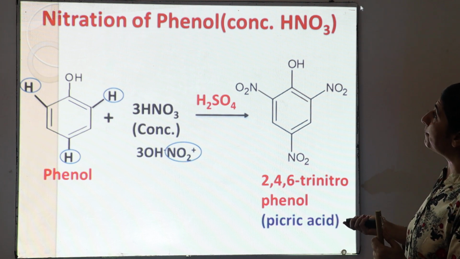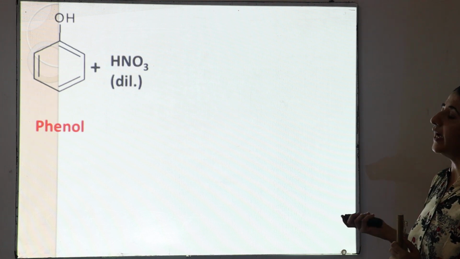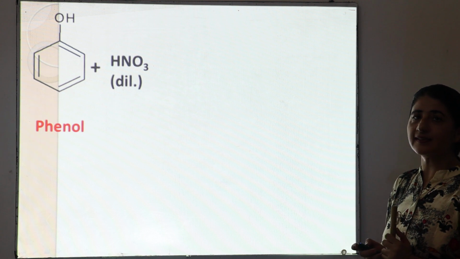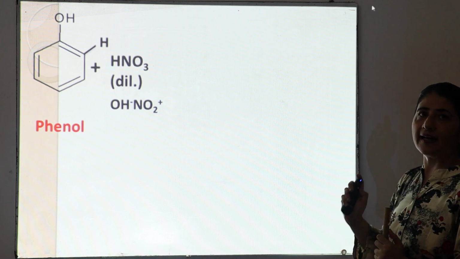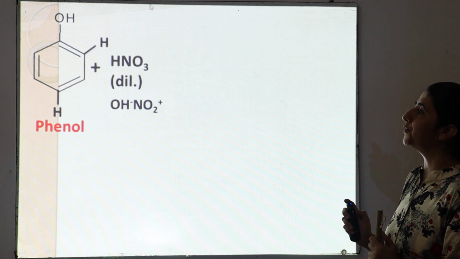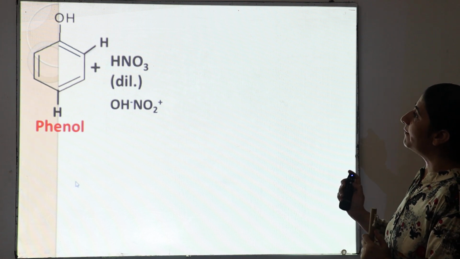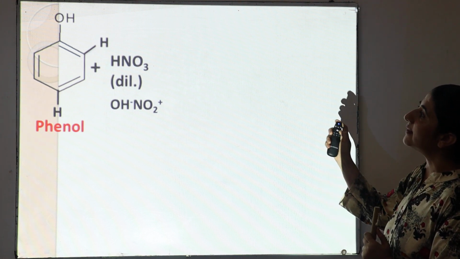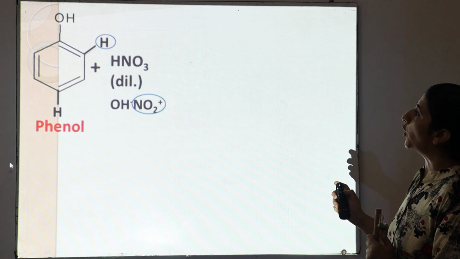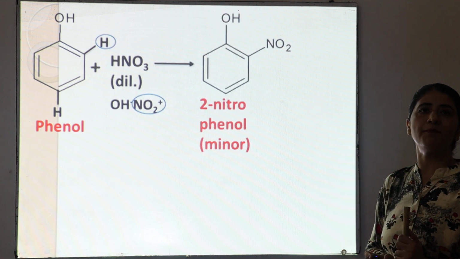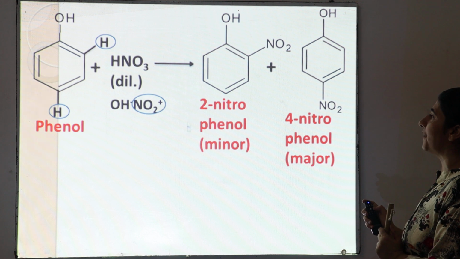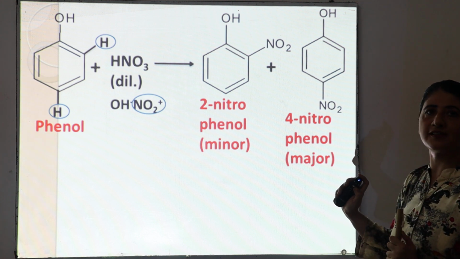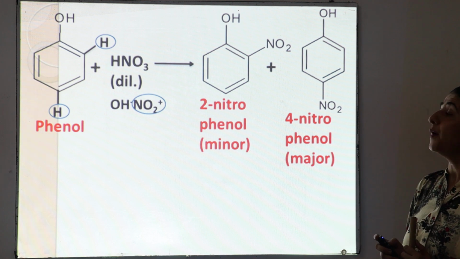The second is the nitration of phenol in the presence of dilute nitric acid. When phenol reacts with dilute nitric acid, NO2 acts as a weak electrophile. So it replaces only either the ortho hydrogen atom or the para hydrogen atom of the phenol. When NO2 replaces the ortho hydrogen, we get an ortho substituted product, or when it replaces the para hydrogen atom, we get a para substituted product, meaning 2-nitrophenol and 4-nitrophenol. In this case, 4-nitrophenol is the major product, whereas 2-nitrophenol is the minor product.